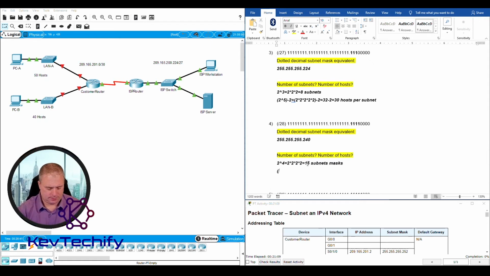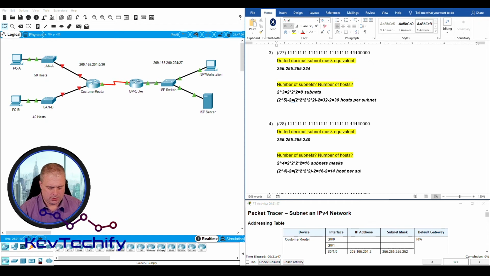Number of hosts. 2 to the number of bits in the host portion. Since we borrowed 4, that leaves us with 4 remaining, because we have 8 bits total. So that's 2 to the 4th. We subtract 2 from that total. That gives us 2 times 2 times 2 times 2, minus 2 from there. 2 times 2 is 4, times 2 is 8, times 2 is 16. 16 minus 2 gives us our total of 14 hosts per subnet.